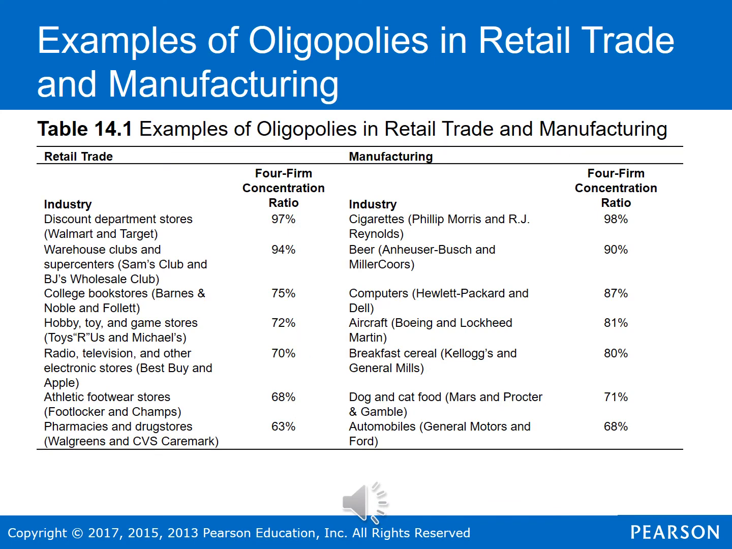Here's a table from your textbook that shows examples of oligopolies in retail trade and in manufacturing. If you look at the four-firm concentration ratio for, say, discount department stores, it's 97%. So almost all of the sales in this industry, in this case the discount department stores, are being accounted for by the four largest firms. So this example, which is very clearly an oligopoly, these firms are constantly forced to anticipate and to react to what the other firms are doing in their industry.